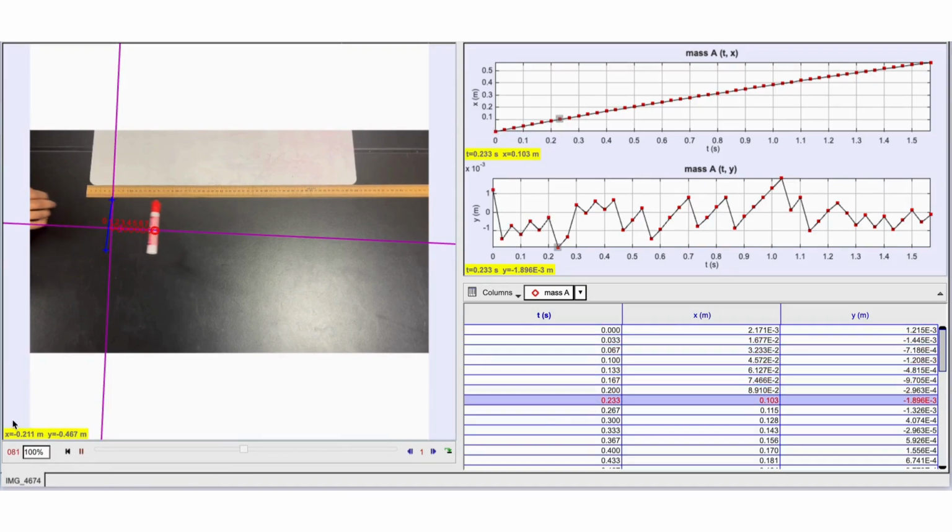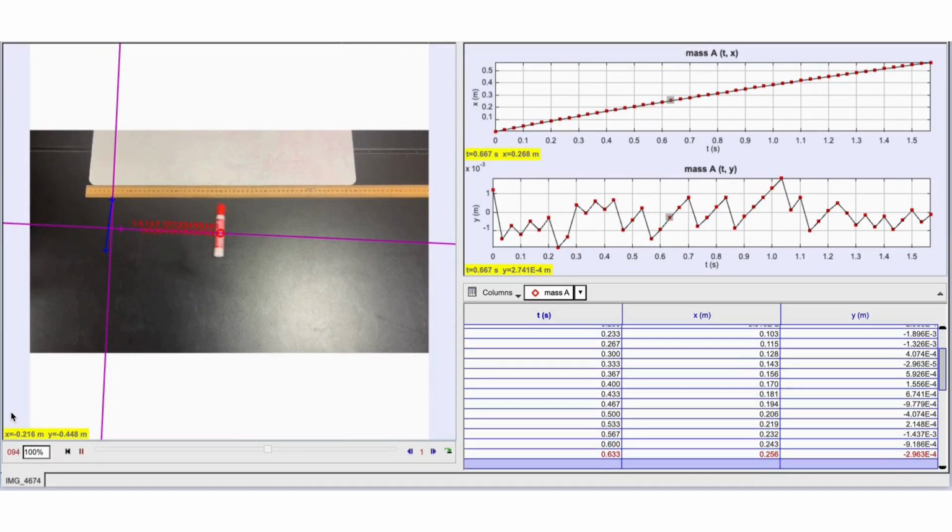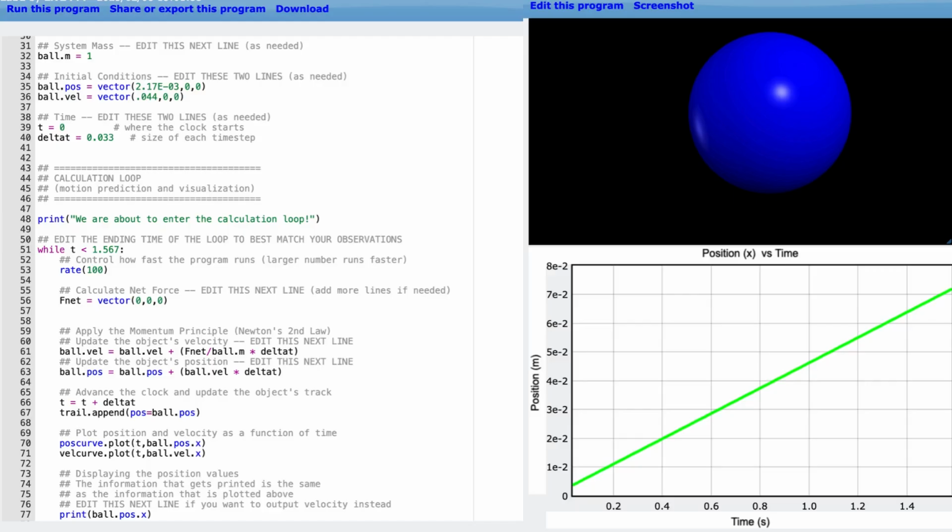Then we imported the video into Tracker and analyzed the motion, obtaining position-time data. We developed a computational model using the provided starter code in GlowScript based on Newton's second law and compared the predicted motion from the model with the observed motion by plotting both datasets in Excel.